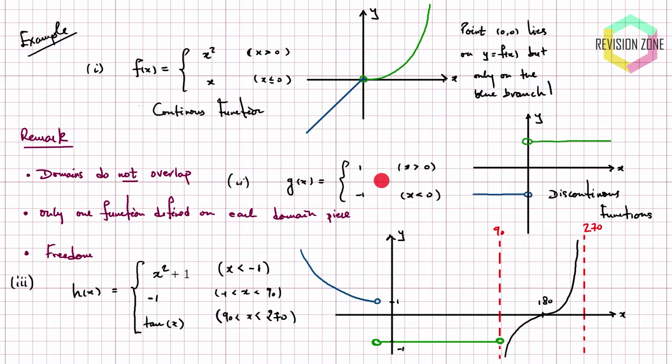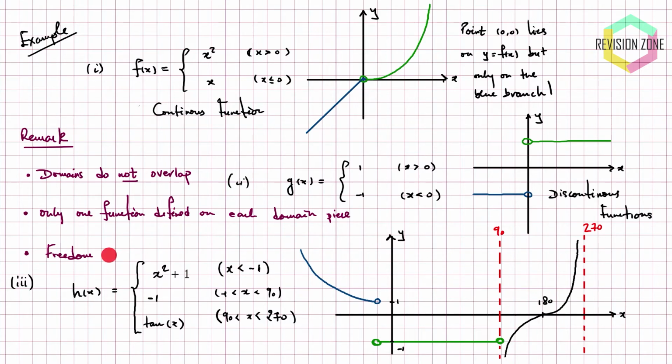The same thing is true here, and the same thing is true here, which is the domains are completely disjoint. The second point is only one function is defined for each domain piece. So for x bigger than 0, we've only got one function here. For x less than or equal to 0, we've only got one function here. And again, for x bigger than 0, one function, x less than 0, one function, x less than -1, one function, and you have the picture.